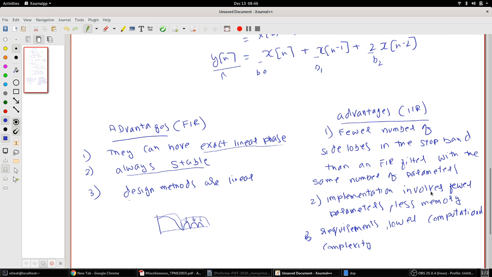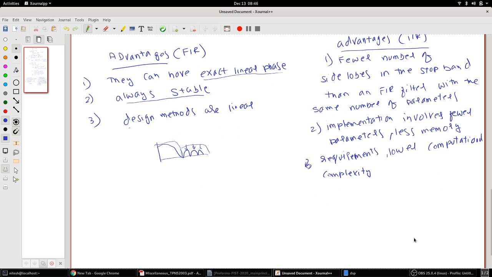And the implementation involves fewer parameters, less memory requirements, and lower computational complexity. For an IIR filter, it is a lower computational complexity. So in cases where you can allow a phase distortion, where phase distortion is not an issue, then you always prefer an IIR filter because they are simpler to design. I mean, they have a lower computational complexity. If linear phase requirement is a must, then you go for a FIR filter.